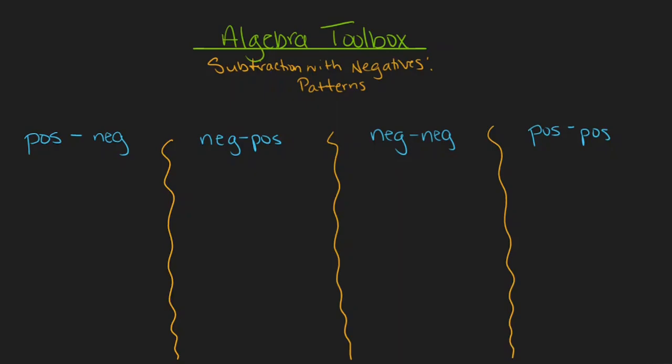I'm Amy and today we're going to talk about how to do subtraction with negative numbers, and we're going to talk about some of the patterns that are formed when we combine positive and negative numbers using subtraction. So let's get started by looking at what happens when we start with a positive number and subtract a negative number from it. No matter what values you have, if you start with a positive and subtract a negative number, your answer is always going to be positive.